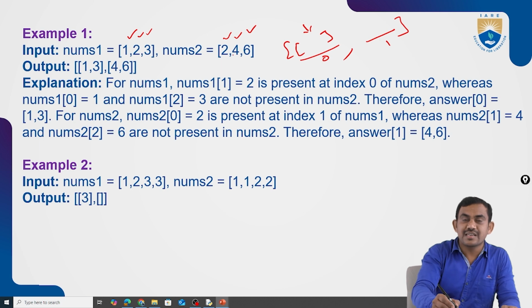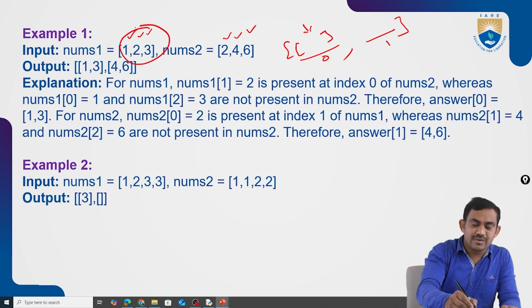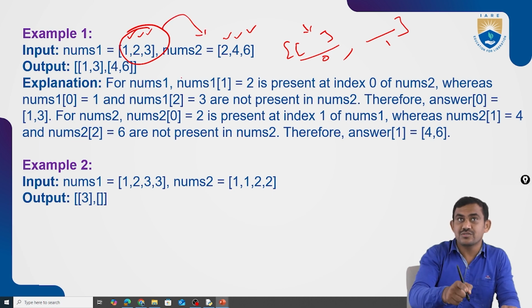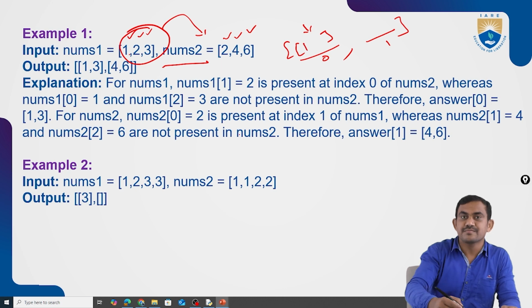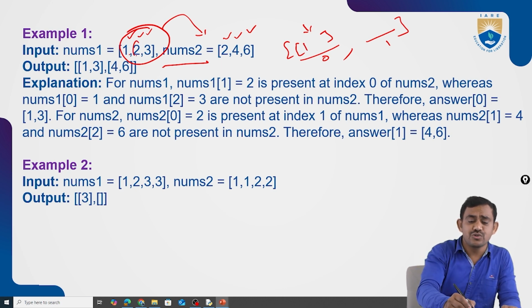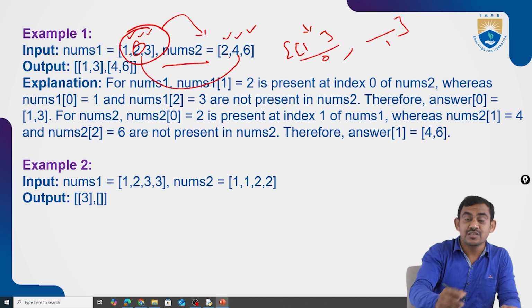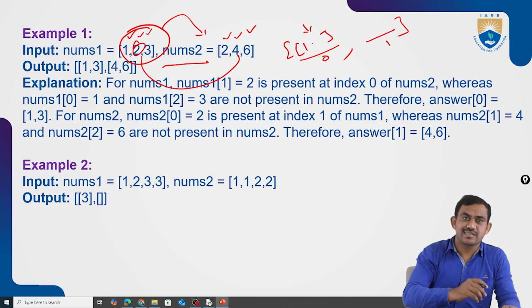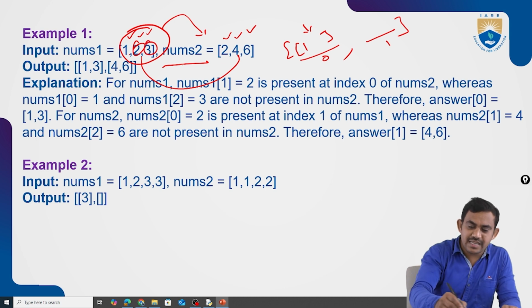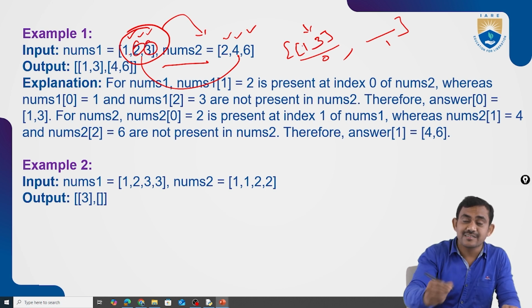So num1 values are 1, 2, 3. Is 1 in your num2? We don't have 1 in num2, so we need to append the value 1. Next, 2. Yes, 2 is there, which means no need to add it to that 0th index. Next one is 3. 3 is not there, that means we need to add 3.